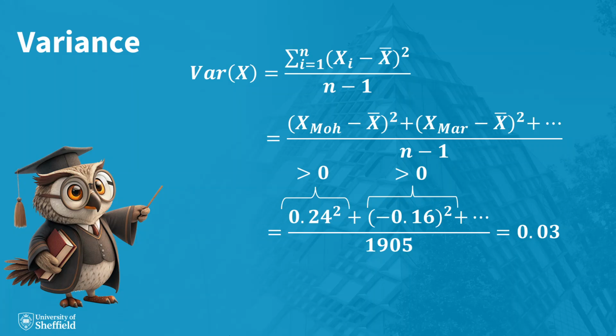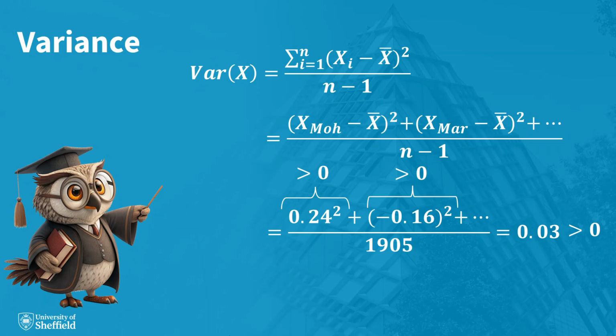which is 1905. Of course, I haven't done this calculation by hand, but with help of a computer, this gives us a variance of 0.03. As both the top and bottom of this fraction will always be positive, the variance will therefore always be a positive number. If most of our individual values are quite close to the sample mean, the sum of squared differences will be quite small, and the variance will be small.